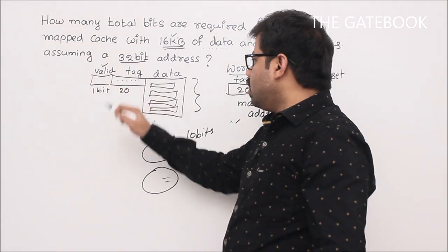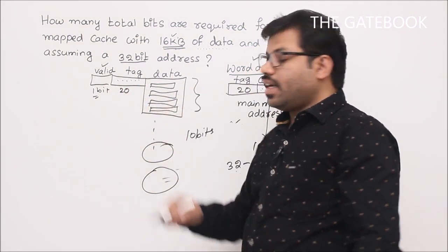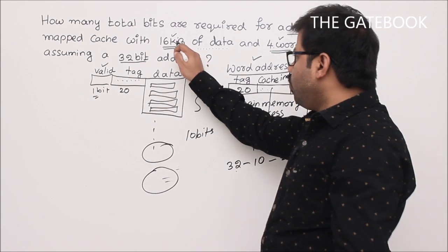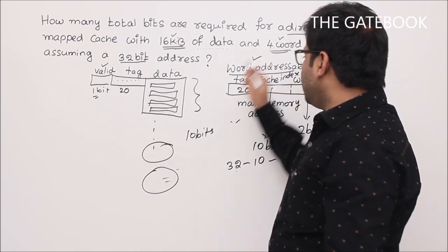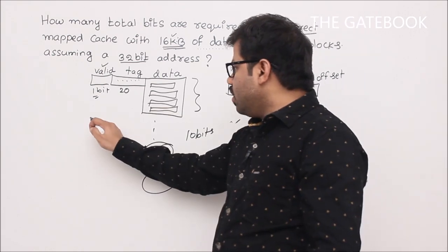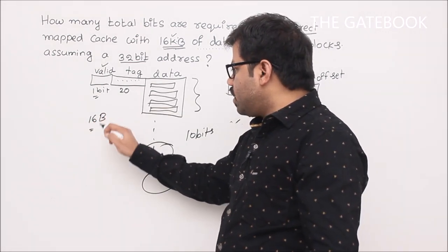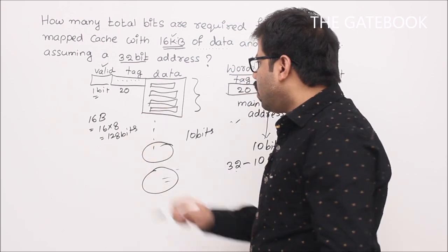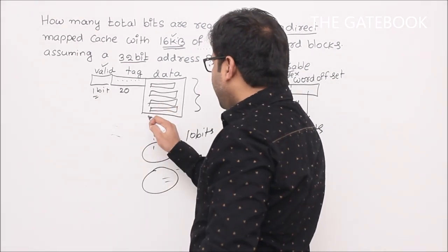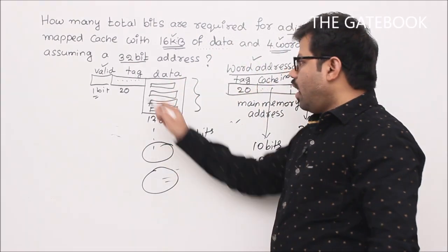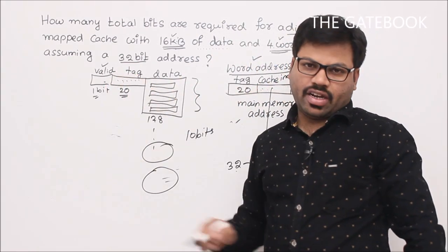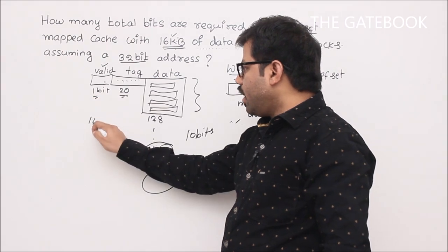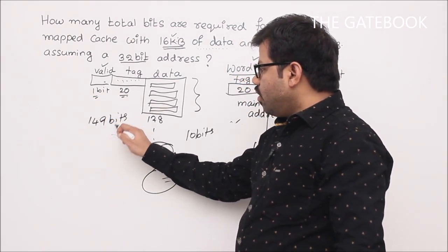Now we have these 20 bits, and 1 bit here. What is the size of the data in bits? I would like to find everything in bits. The data size we already know is 16 KB overall, but each cache block is 4 words. 4 words means 16 bytes, correct? If I convert it into bits, it is 16 times 8 bits, which is 128 bits. Now finally I have a block size of 128 bits of pure data, 20 bits of tag, and 1 valid bit, right? So 128 plus 20 is 148, 148 plus 1 is 149. So 149 bits are required in a block.